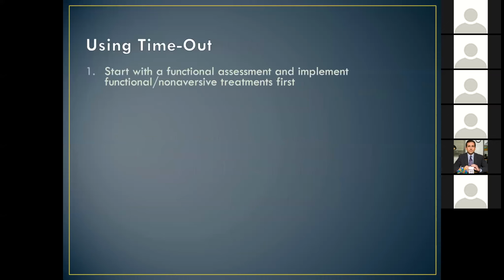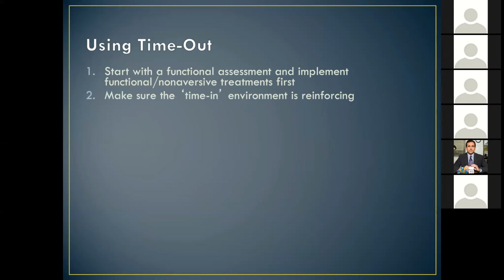So again, how do you use timeout? You would want to start with a functional assessment and implement all the procedures that we talked about prior to this chapter. So you would want to do a functional assessment, find out if the behavior is maintained by positive or negative, social or automatic reinforcement, and then use antecedent manipulation based on the information that you have, use differential reinforcement with extinction, and then try to solve the problem this way, right? Without having to resort to any punishment.